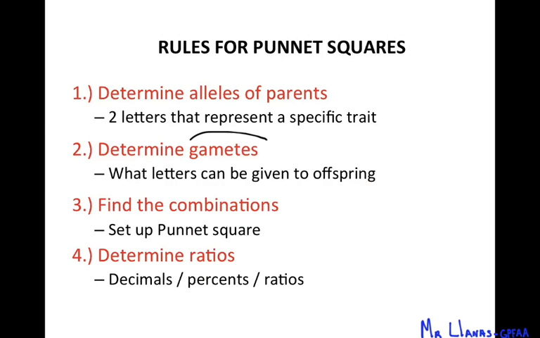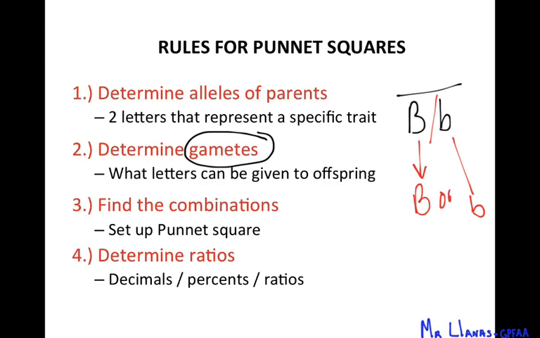Then we're going to determine what type of gametes that parent can give. Just to go through it fast, let's say that dad is a big B, little b, and he represents black hair. The gametes that he can give to his offspring, because remember, meiosis cuts everything in half, are a big B or a little b. So we need to determine that.